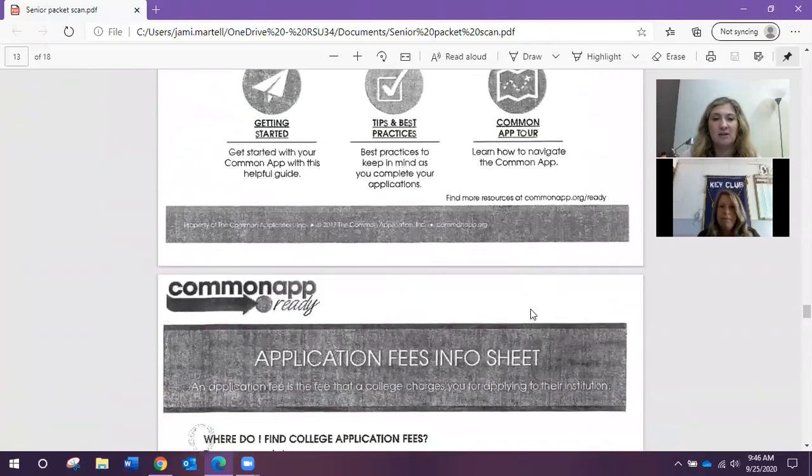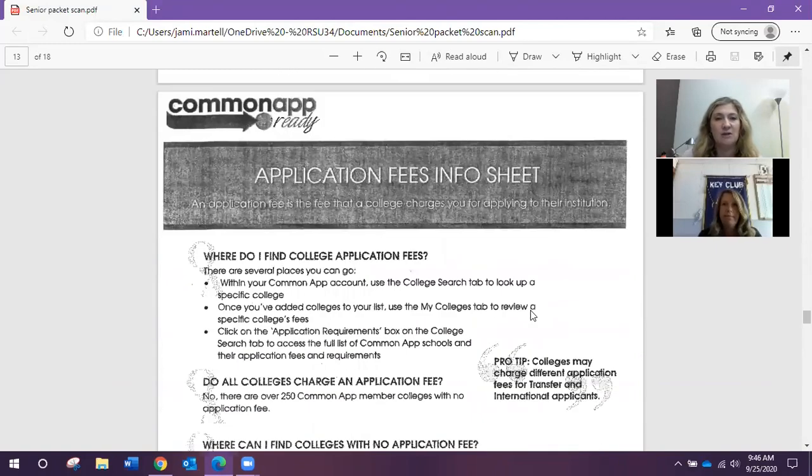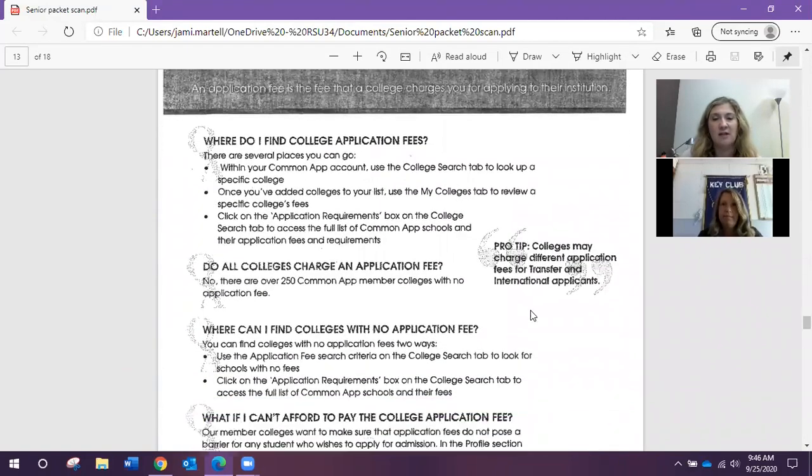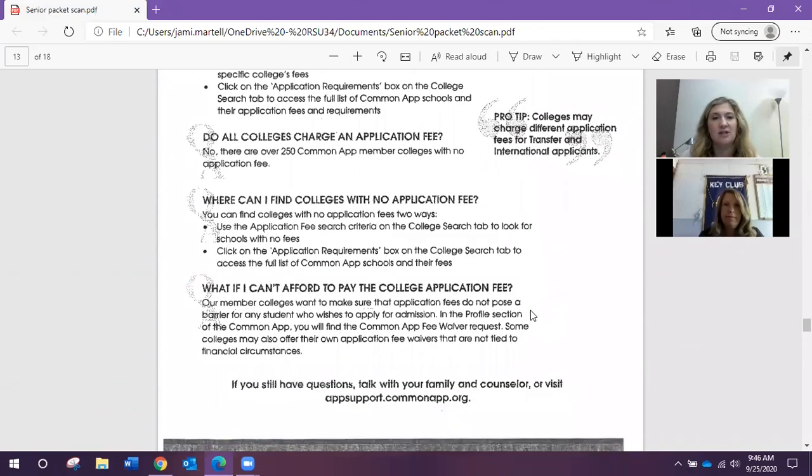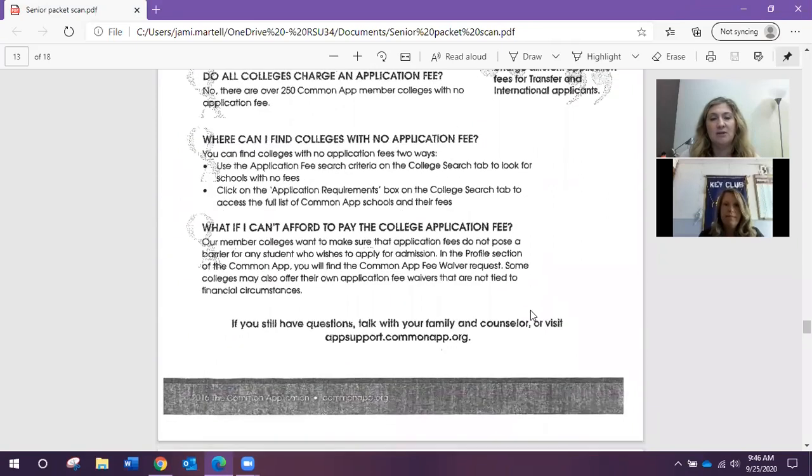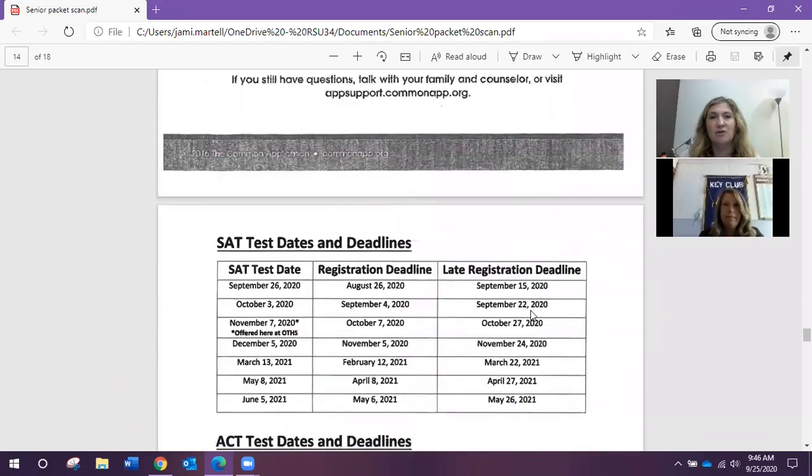The Common App is a little bit lengthy, so it is something you can start and save and go back to. And there's also information about fees, because you do have to pay the application fees through Common App. And we do have waivers for college application fees as well.